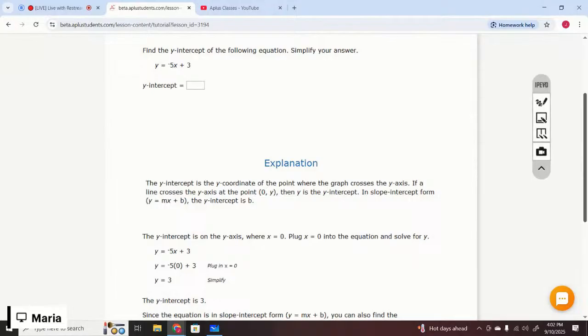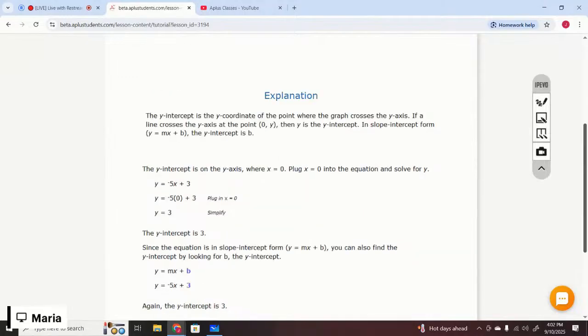The y-intercept is the y-coordinate of the point where the graph crosses the y-axis. Got it? So y-intercept means the point where the graph is crossing the y-axis. If a line crosses the y-axis at the point (0, y), then y is the y-intercept. So whenever the line is crossing the y-axis, x would be 0 there, right? So the equation is y equals mx plus b.